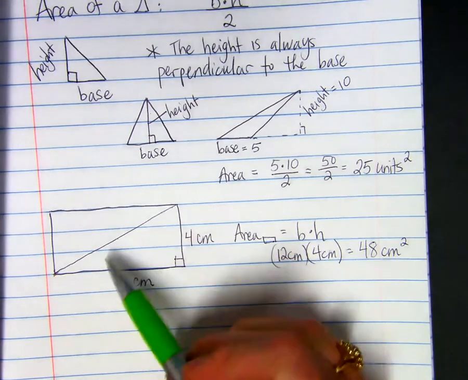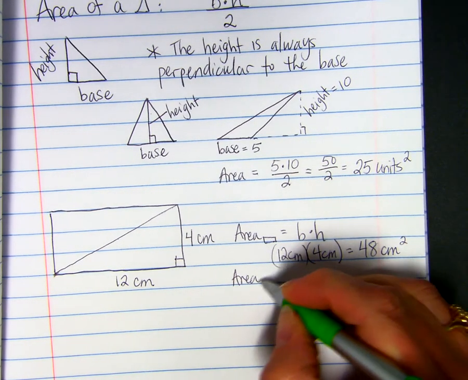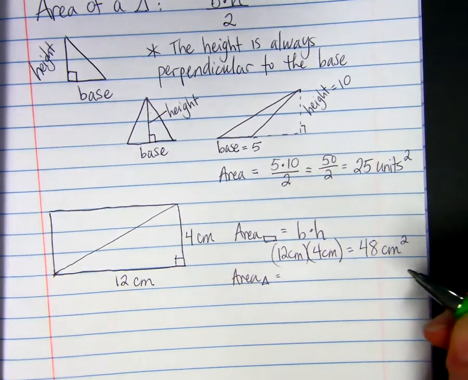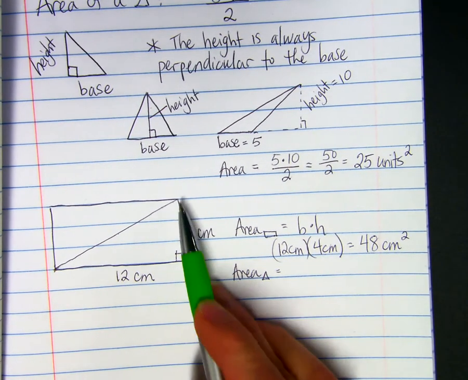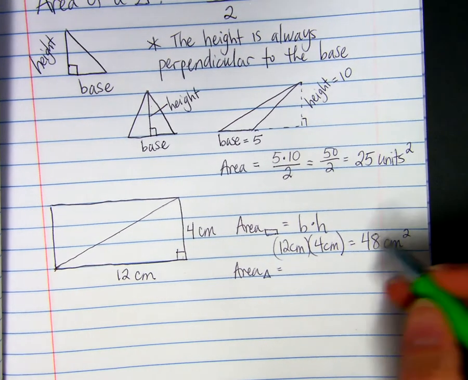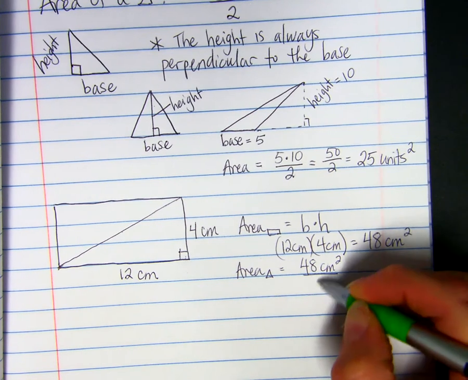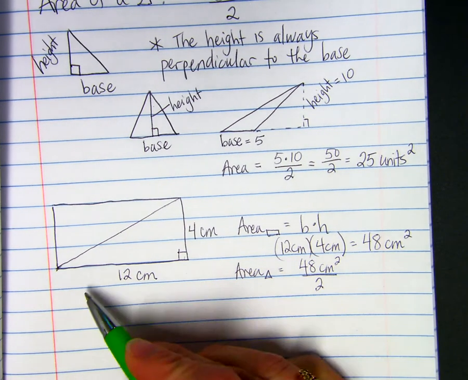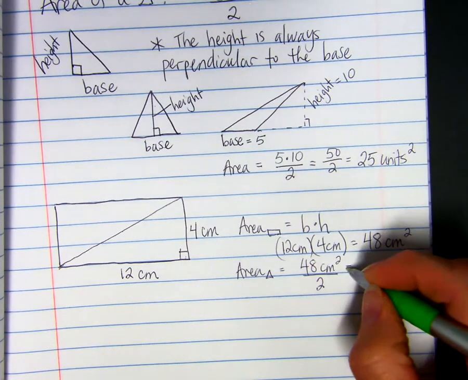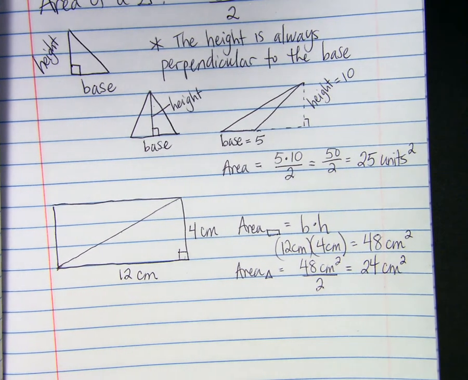And if I wanted to find the area of this triangle, I can use the 12 and 4 because they're perpendicular to each other. So it's going to be the 48 centimeters squared divided by 2, because it's going to be half of this rectangle, which will be 24 centimeters squared.